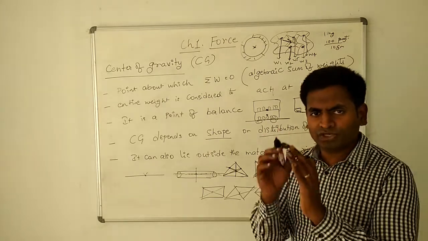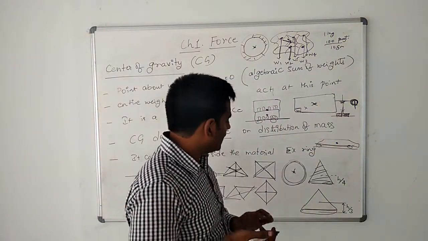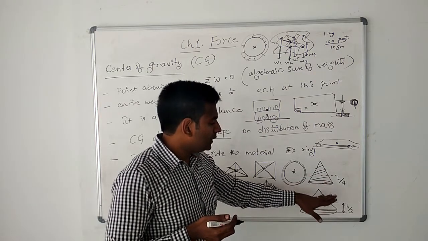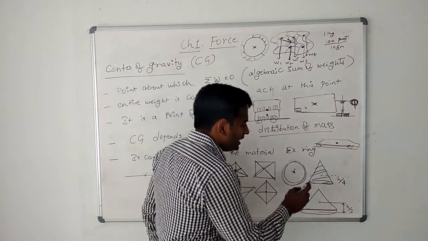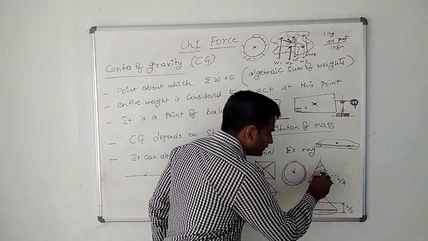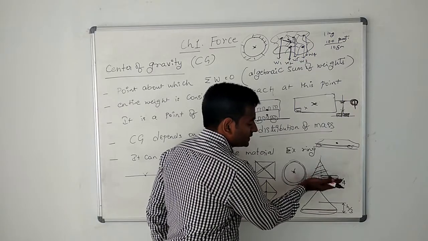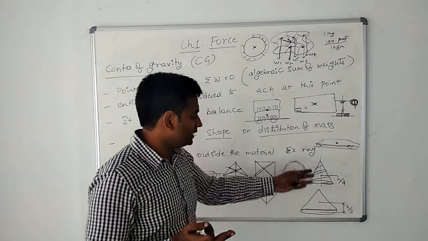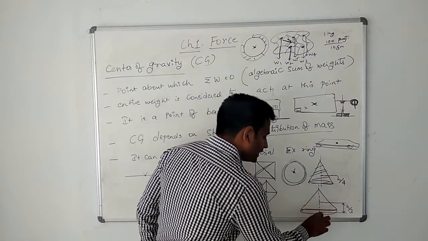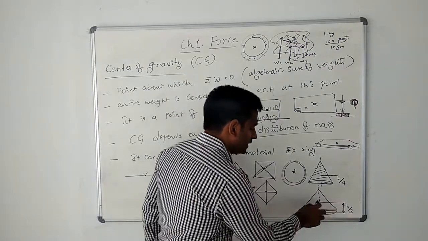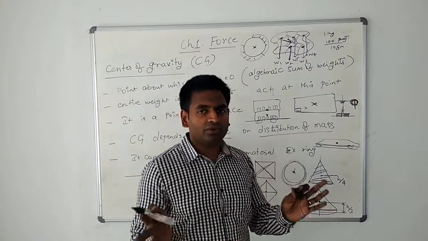If it is a sphere, solid or hollow, it is at the geometric center of the solid sphere or the hollow sphere. If it is a solid cone, then the center of gravity is on the axis of the cone, at a height h by 4 from the base. And if the cone is hollow instead of solid, then it is at a distance of h by 3 from the base, and again the center of gravity lies on the axis of the cone. So that's all you need to know about the center of gravity.